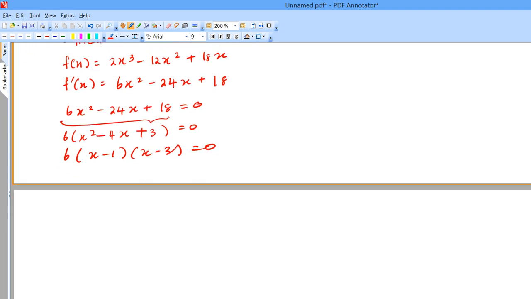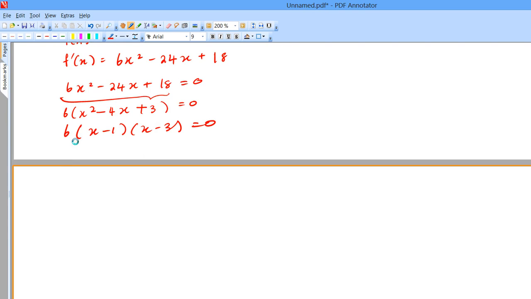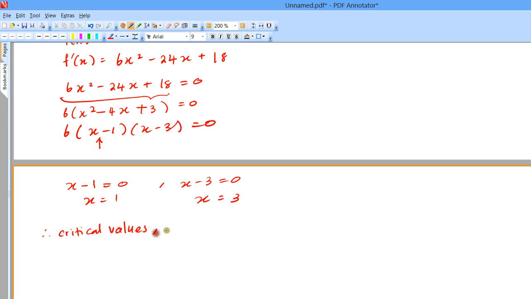So for the constant, we just ignore. For the first bracket, we have x minus 1 equal to 0, so x equal to 1. And the second bracket, we have x minus 3 equal to 0 and x equal to 3. So now we have critical values x equal to 1 and 3.